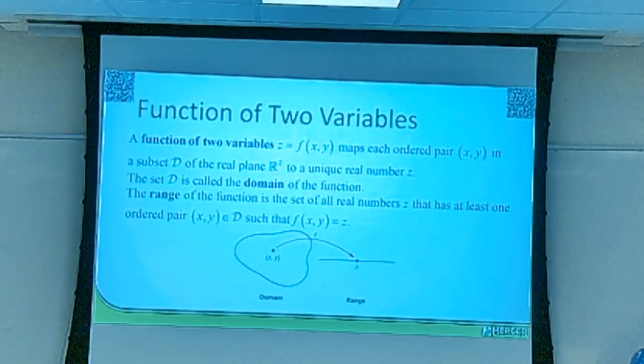So this is a function of two variables. z equals f of x, y maps an ordered pair (x, y) in a subset of the plane R2 to some real number z. You saw, of course, your domain set. The set D is your domain, and then the range is all the values of z. So notice what this is doing. It's essentially adding a height to each ordered pair.